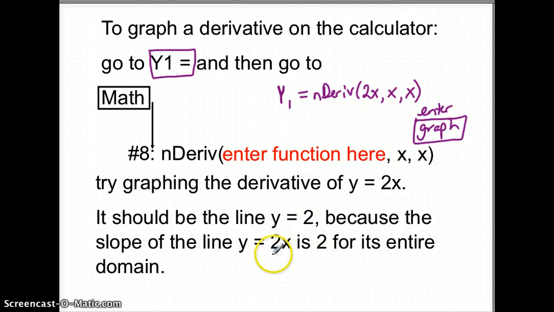Because the slope of y equals 2x is 2, and the derivative is the slope of the tangent line, and this line here, y equals 2x, has a slope of 2. So it should be a line just going straight across at y equals 2. But that will work for any function, anything other than 2x. You could graph the derivative of x squared or x cubed or whatever.